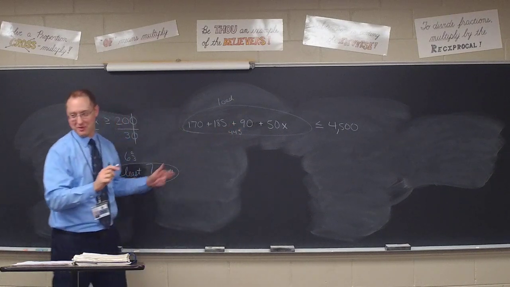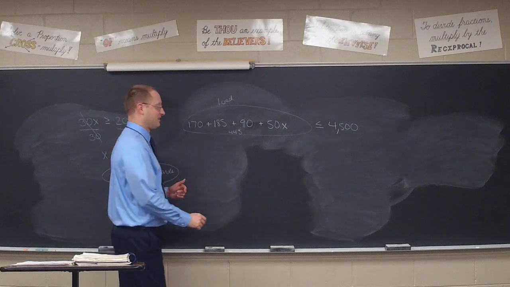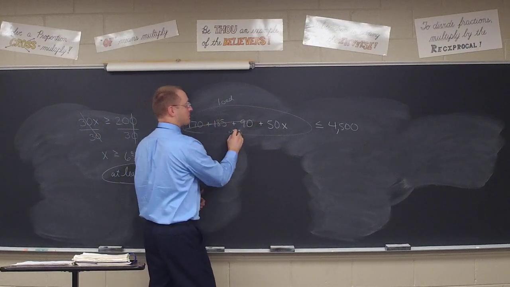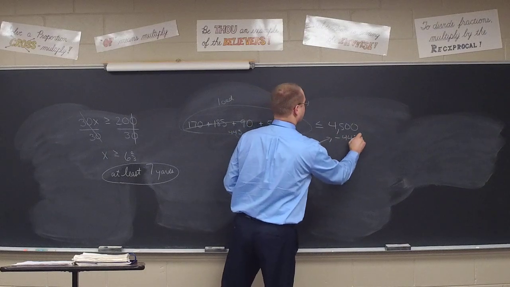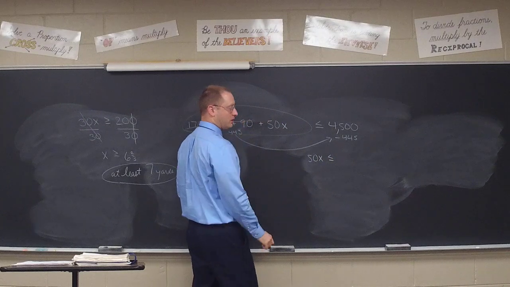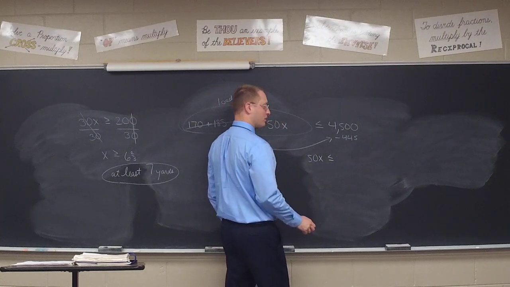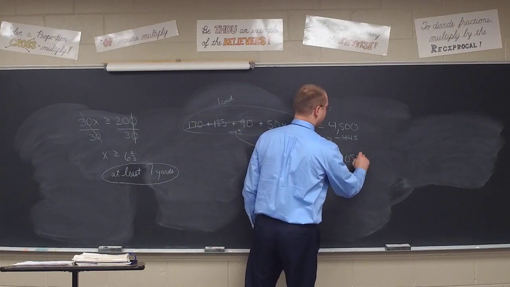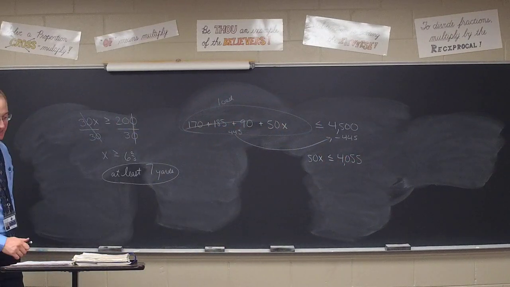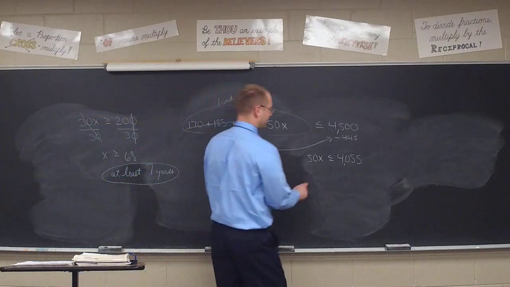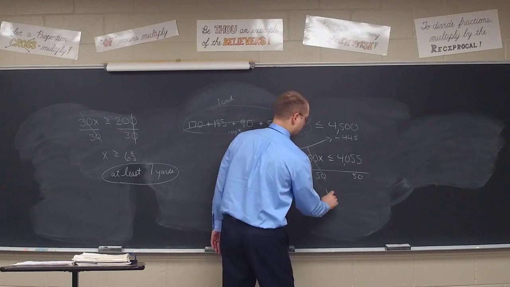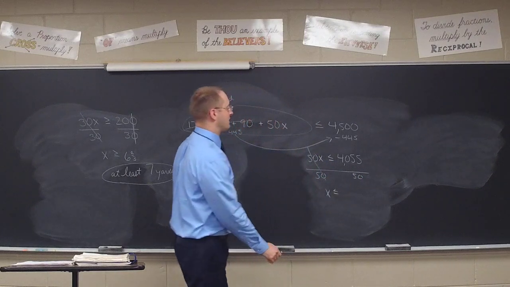What do I do with the 445? No, don't add 50 to it. Subtract. Subtract it to the other side, so negative 445, to get 50x is less than or equal to 4,055. Good, Rebecca. All right. And then class, we need to divide everything by 50. Oh, that's going to be annoying, isn't it?